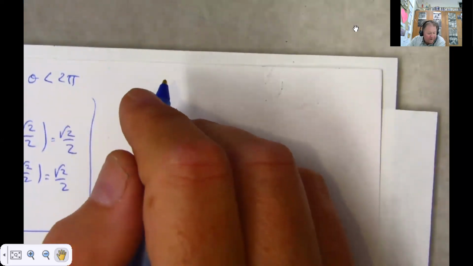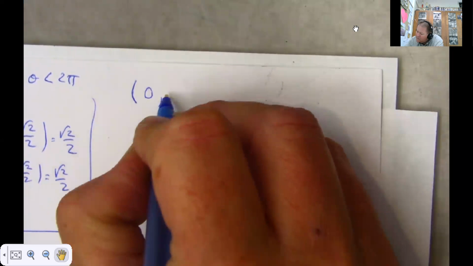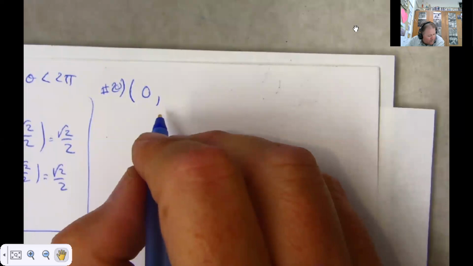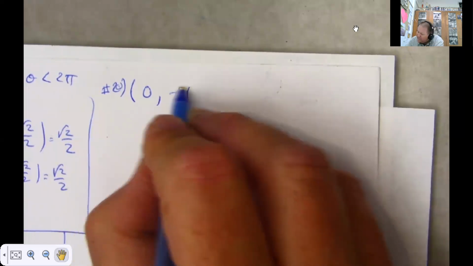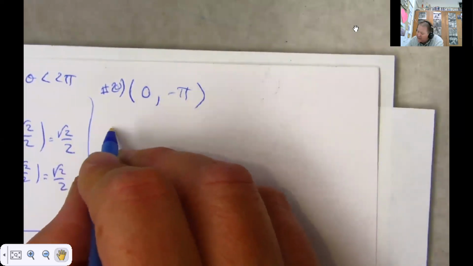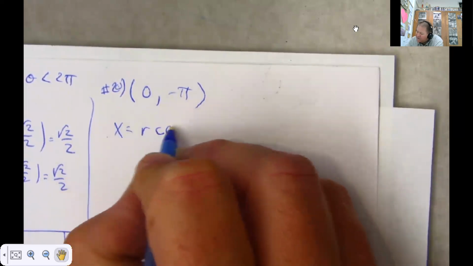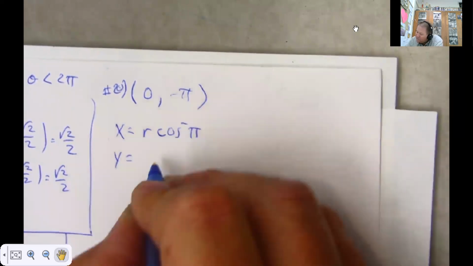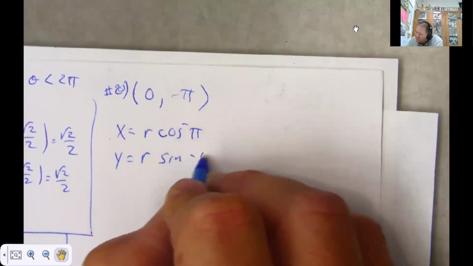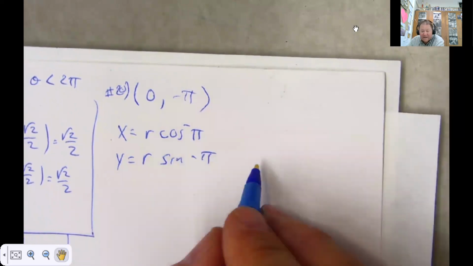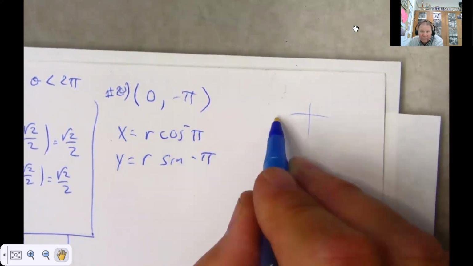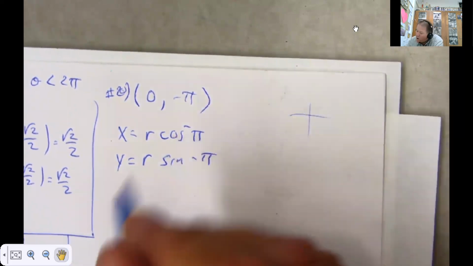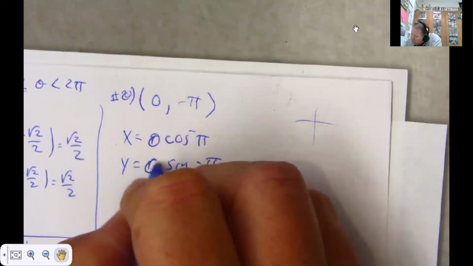What one were we on? 20. 20 is 0, -pi. Okay, ready? So we know that x is going to be equal to r cosine of theta, negative pi, and y is going to be equal to r sine of -pi. Well, the cosine of -pi would be right there. So it's going to be -1. Cosine of -pi is -1. Oh, r is 0.